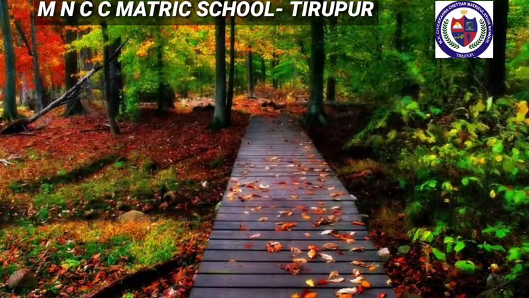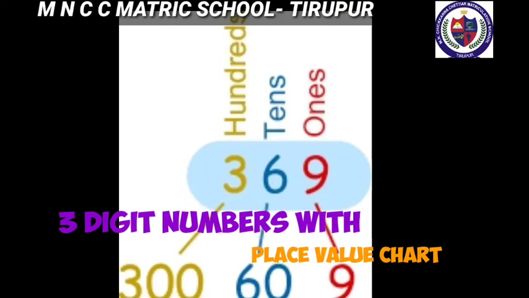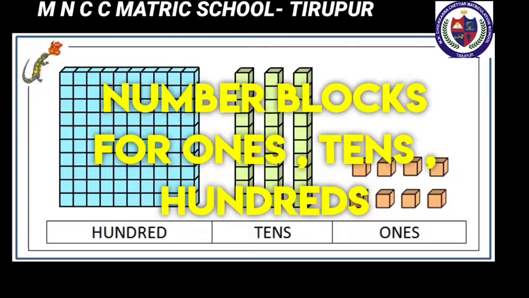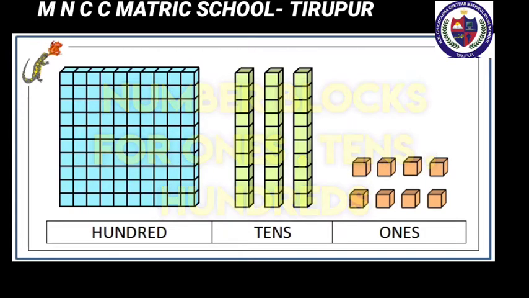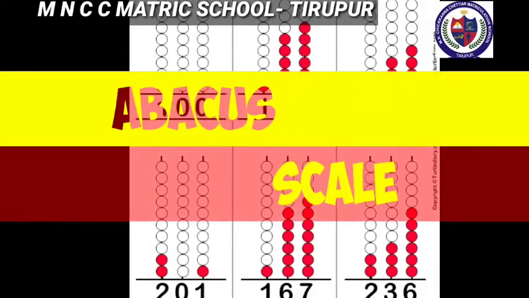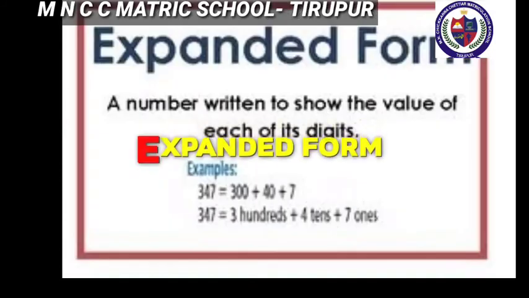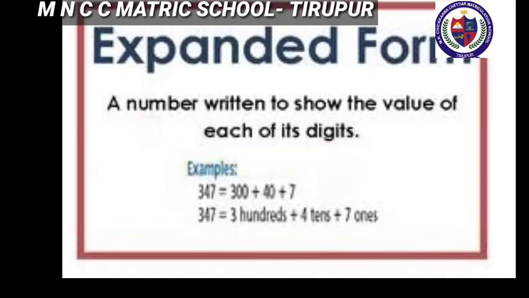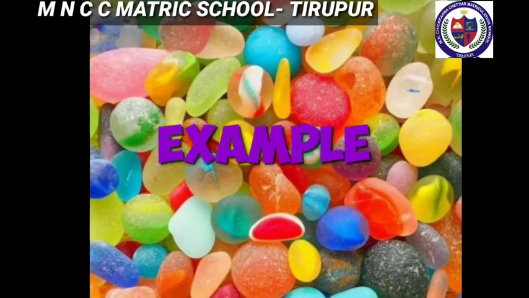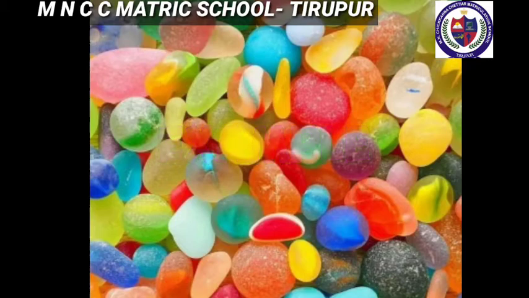Now we will see the place value and its method. The first method is place value chart for the given 3-digit number. The second method is number block for the given place value, and the third method is abacus scale for the given 3-digit value, and the fourth method is expanded form. These 4 methods are frequently used in place value. Let us see some example for the place value methods.